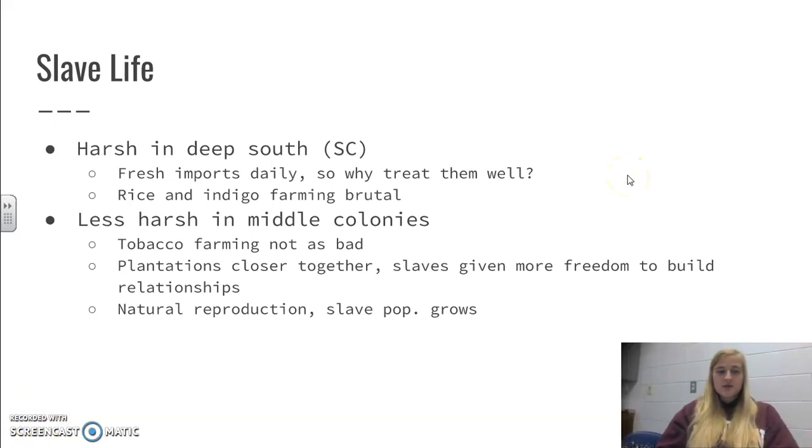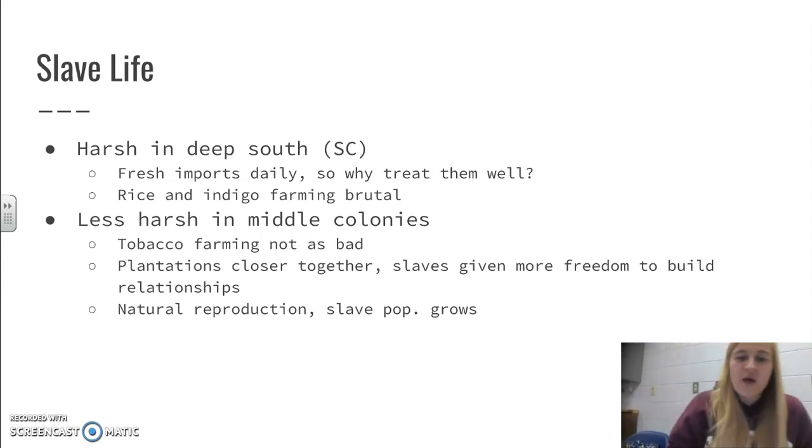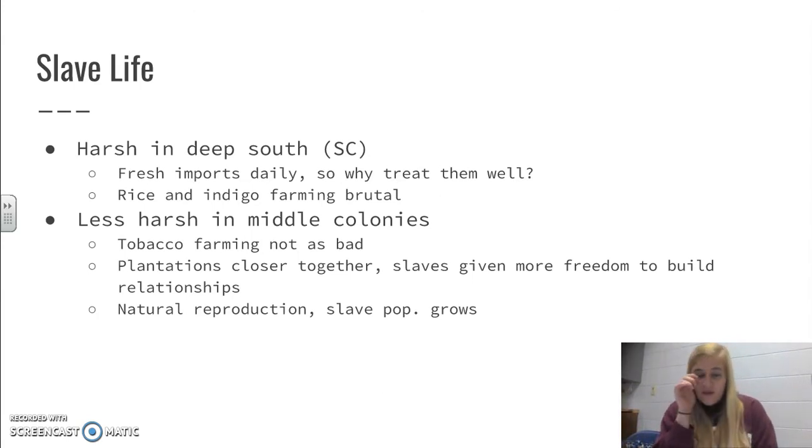So let's contrast what it was like to be a slave in the South versus in the middle colonies. In the middle colonies, tobacco was mainly farmed as compared to rice, indigo and sugar in the southern colonies. And tobacco farming is just not as backbreaking, and for some of the processes, you can actually be indoors. Also in the middle colonies, plantations were closer together, meaning that it wasn't just one system. Often, slaves worked for multiple masters, could build more relationships, and were given more freedom in that sense.